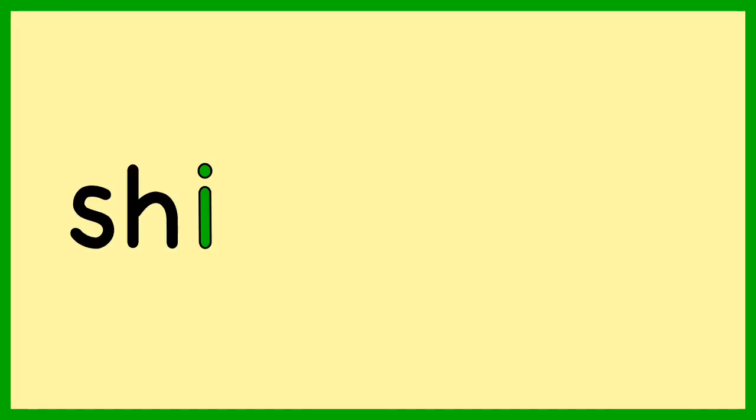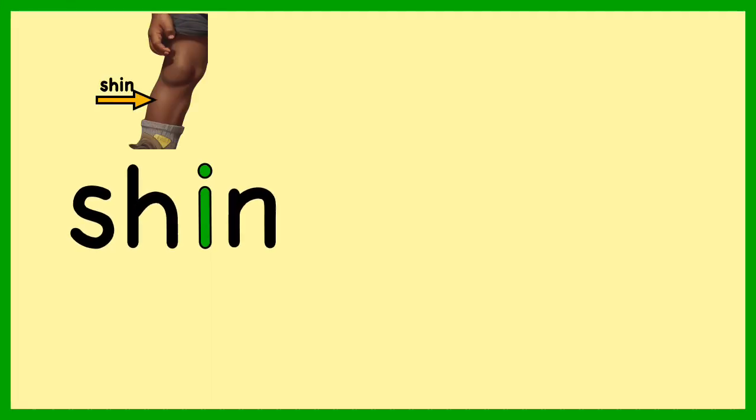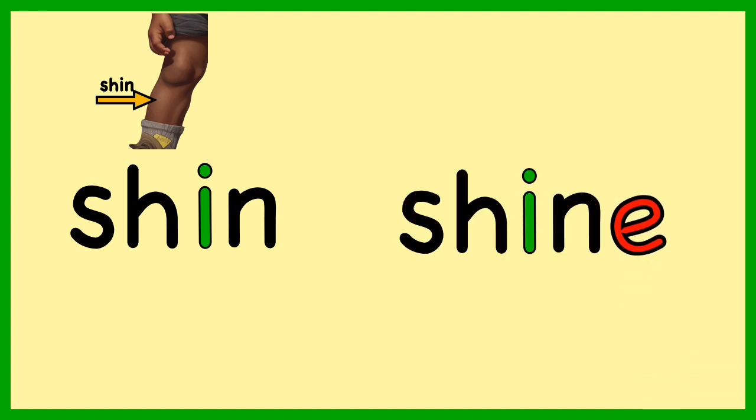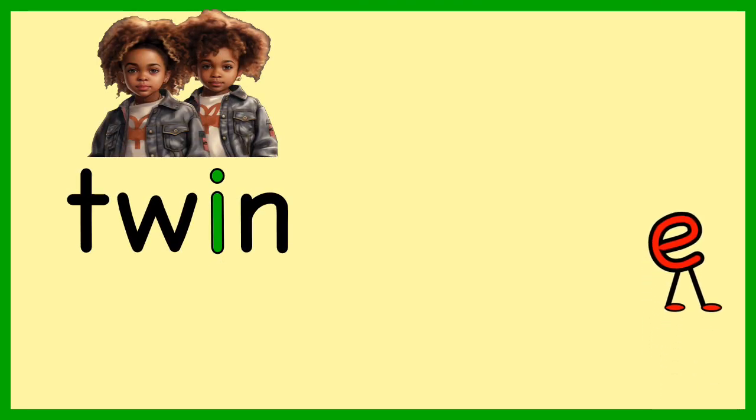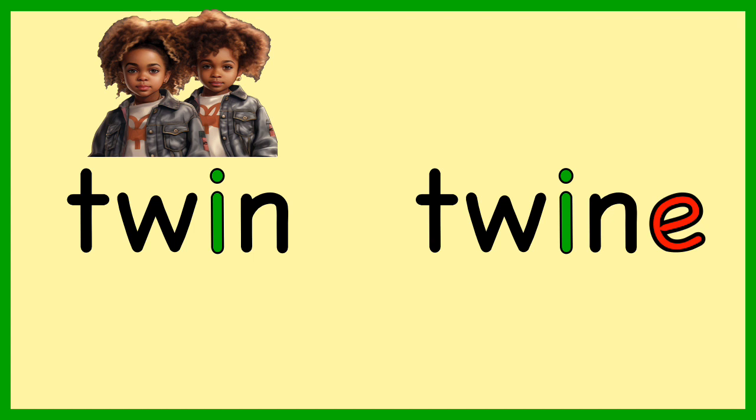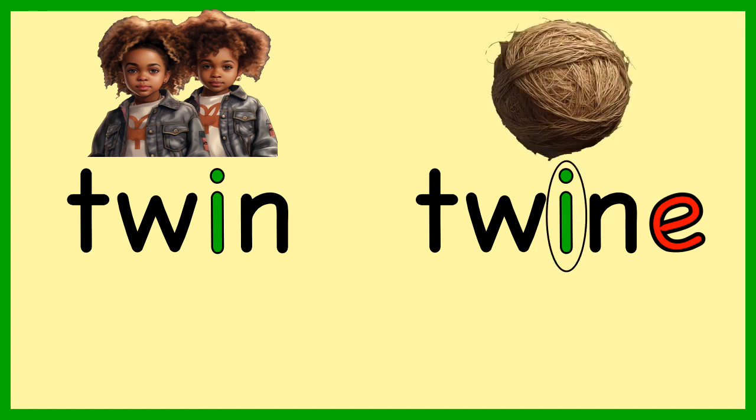Sh, I, N, shin. Add magic E, I says I, and the new word is shine. Tw, I, N, twin. Add that magic E, the I will say I, and our new word is twine.